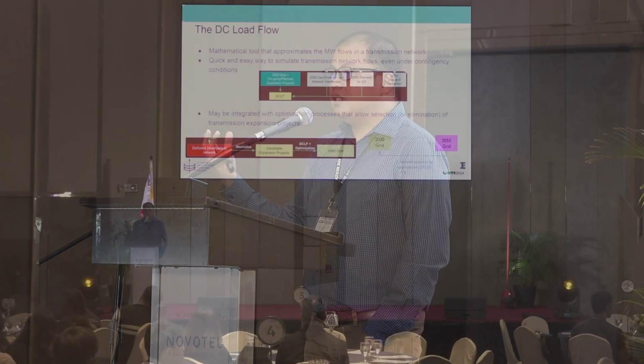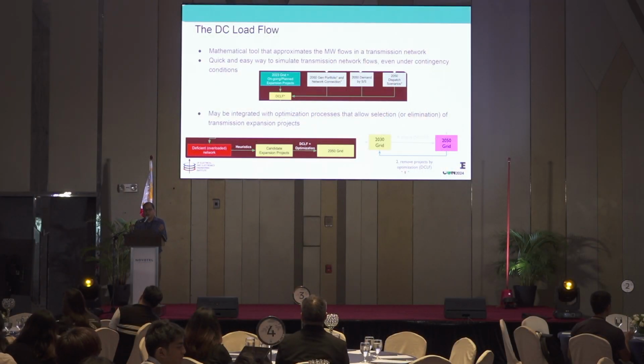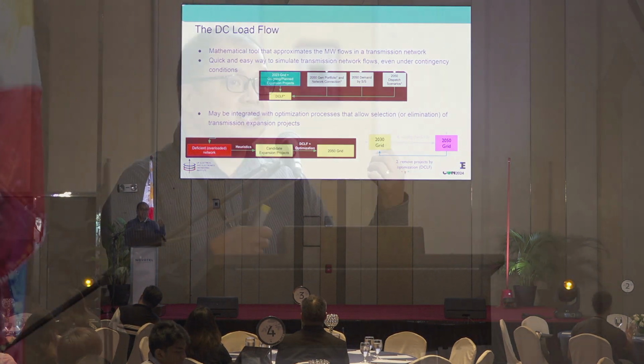Okay, now, the main reason why we use the DC load flow is that it can be used to simulate a deficient network, meaning a network that in reality cannot carry the flows, but still it gives us an idea how and the overload, where they are, where it is happening.